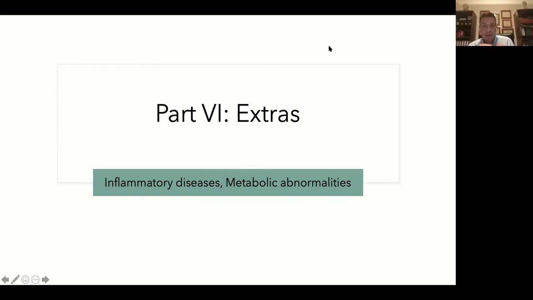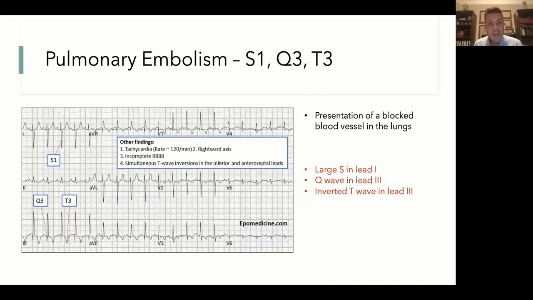Now, part 6 will be extras, and this is especially for the colleagues that are in the last years of med school. Now, pulmonary embolism, we all know what it is. It's a presentation that occurs due to a blood clot in a vessel in the lungs, okay? And this has the very specific formation of S1, Q3, T3.